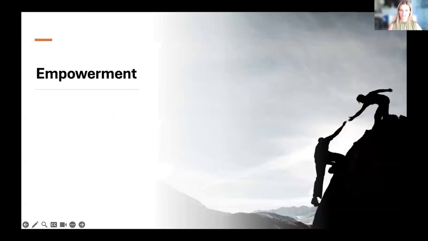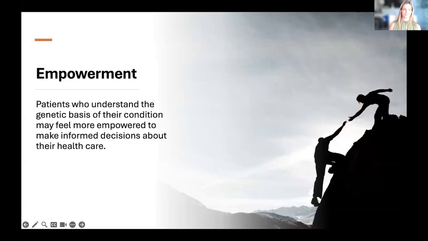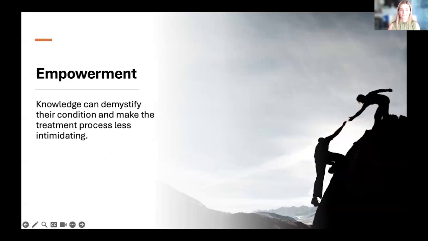And all of this, in my opinion, is empowering, rather than, again, being something like, oh great, I guess that's my story now. No, it's something that we're going to take action on, right? Patients who understand the genetic basis of their condition may feel more empowered to make informed decisions about their healthcare. This knowledge can also demystify their condition and make the treatment process less intimidating. Human nature is going to kick in. Once they see that report that says that they are genetically predisposed to a certain condition, they're going to start to become more inquisitive, right? They're going to have skin in the game. They're going to ask us more questions. That lean in happens where they see us as their partner.